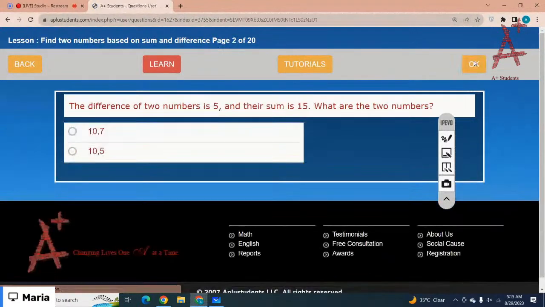If you already know the answer, you can please write down the answer in the chat box. The difference of two numbers is 5 and the sum is 15. What are the two numbers? So which is the correct option?